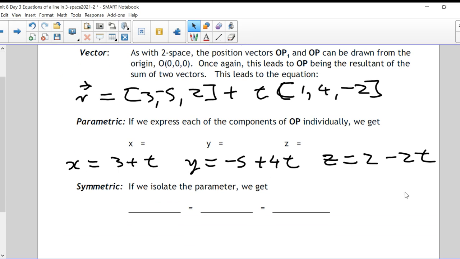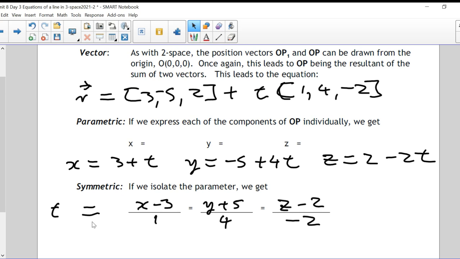And if we isolate the parameter, which is to say what t is equal to, then t is equal to each one of these things. It's equal to the x minus the 3 divided by 1. Really don't need the 1 on the bottom, but we'll put it in anyway. And that should be equal to the y plus 5 divided by 4. And that should be equal to, again, this is the z now. We're just taking each one of these things and isolating the t. And because we're isolating the t, since they're all equal to t, we can set them equal to each other. And that would be equal to the z minus the 2 divided by minus 2. Okay, so far, hopefully, so good. T is equal to all three of these things.